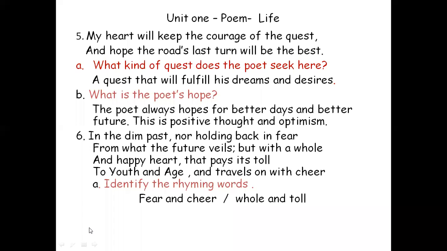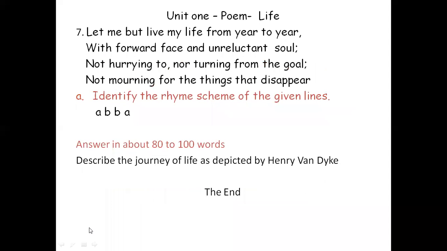Six: The dim past nor holding back in fear from what the future wails, but with a whole unhappy heart that pays its toll to youth and age and travels on with a cheer. Identify the rhyming words: fear and cheer, whole and toll. Last one, let me but live, etcetera. Identify the rhyme scheme of the given lines.